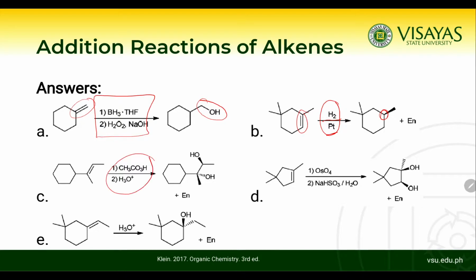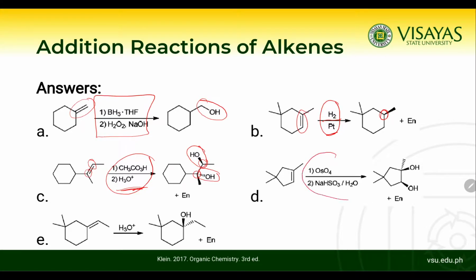Letter C, what's this? Peroxy. This is for the anti-dihydroxylation process. So, we expect one and two hydroxyl groups to be added to our carbon-carbon double bond. So, we have the two carbons here where our hydroxyl groups are bonded. Again, this is anti-dihydroxylation. So, one hydroxyl is a wedge, the other is a broken line.